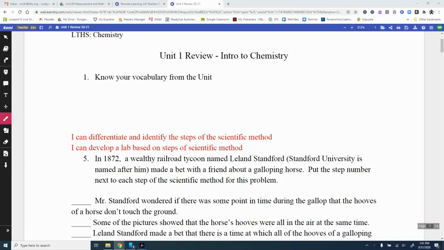All right, so here is your review for Unit 1. We're going to go through most of these, not every single one of them, because, for example, this first one, know your vocabulary from the unit. I'm not going to go over every single piece of vocabulary from the unit. So some of these we are going to skip, but most of them we are going to go through. As we go through them, follow along.